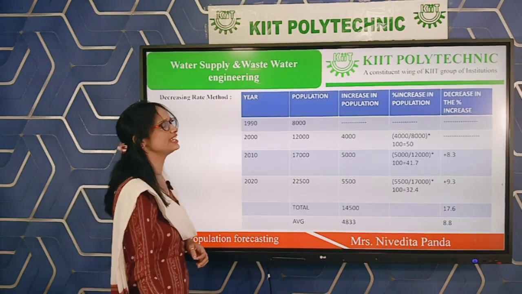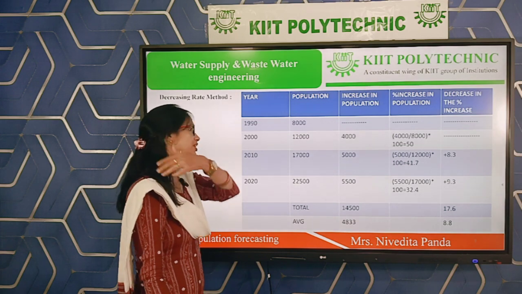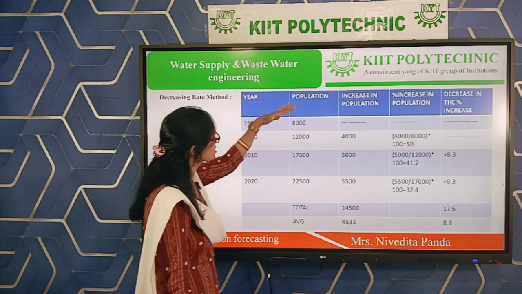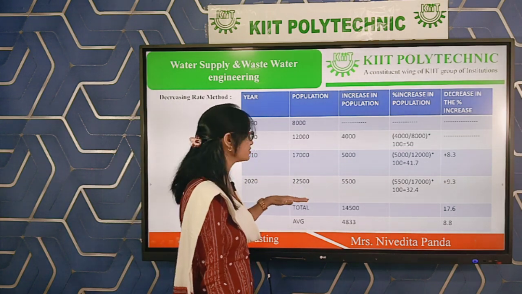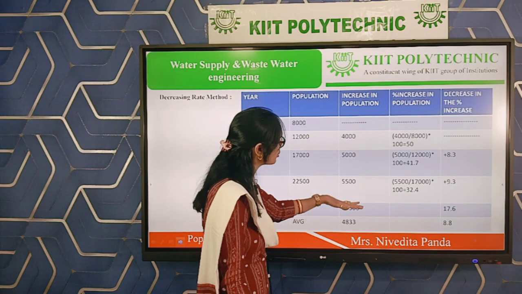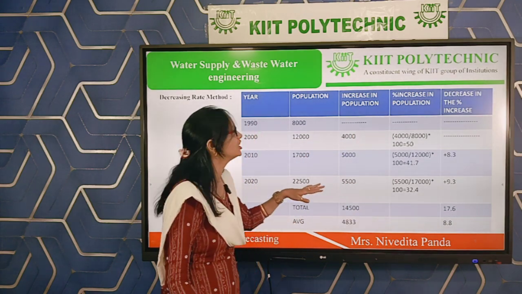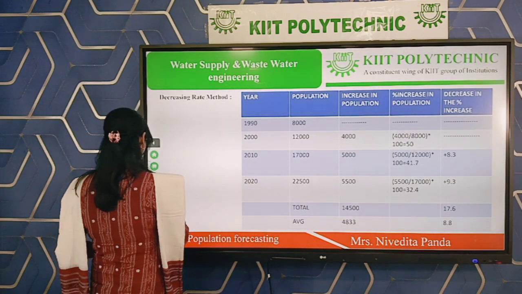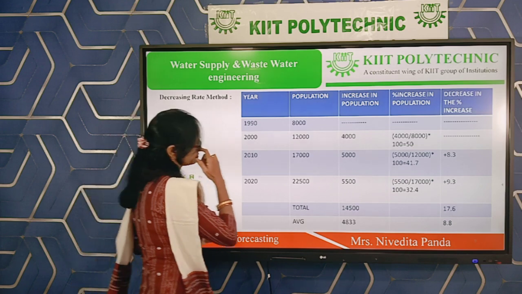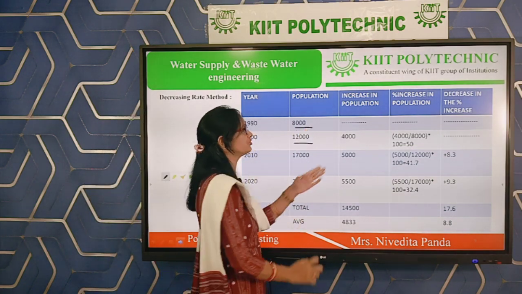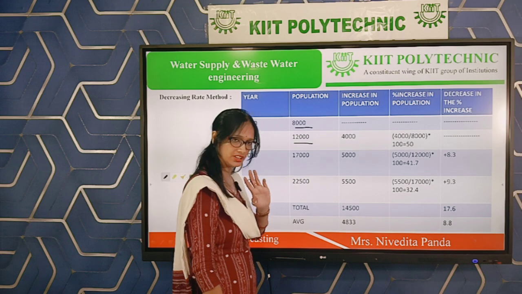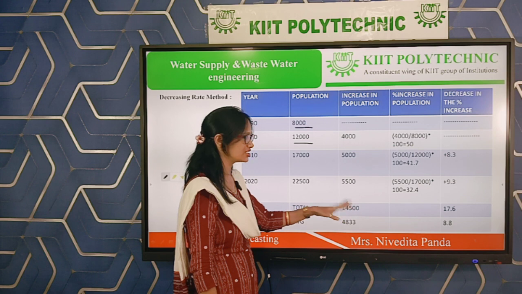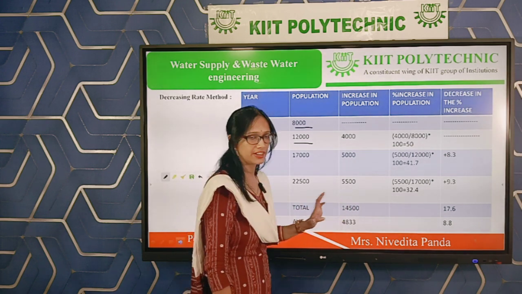Next, we will go for the decreasing rate method. This is the last method for population forecasting. These are the years given here and this is the population which has been recorded previously. These are the increases in population. These things we did in the other methods too. First step, increase in population: we subtract these values, 12,000 minus 8,000, we get 4,000. Likewise, we have to find all the values of increase in population. After that, we add all these and get the total increase in population. Then we find the average.